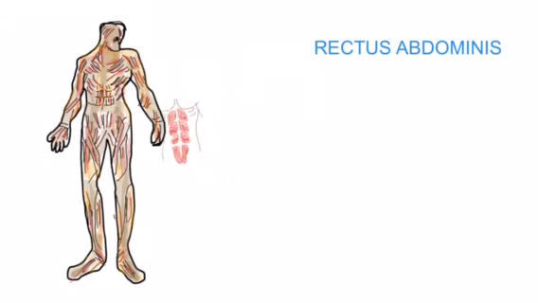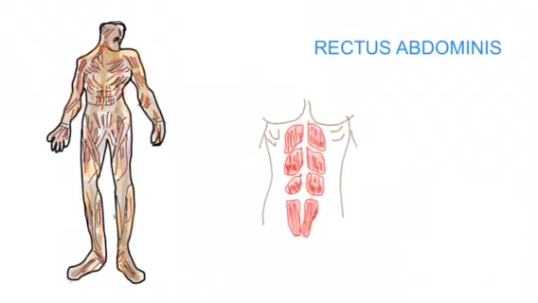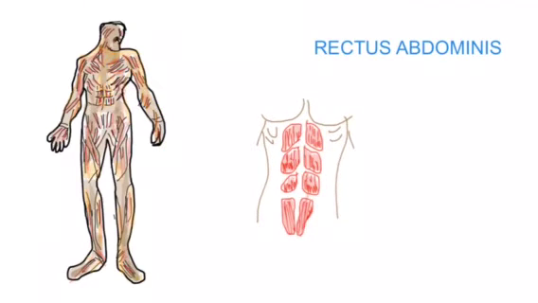The rectus abdominis is located in the stomach area. Its origin is at the crest of the pubis, and it inserts at the ribs 5, 6, and 7. It assists in the action of flexion of the trunk area.